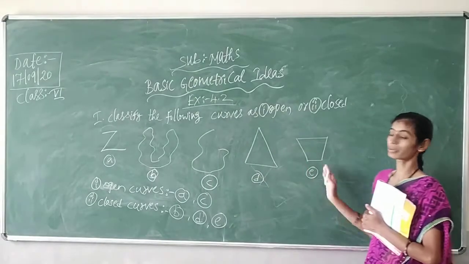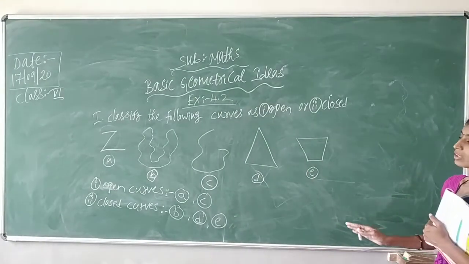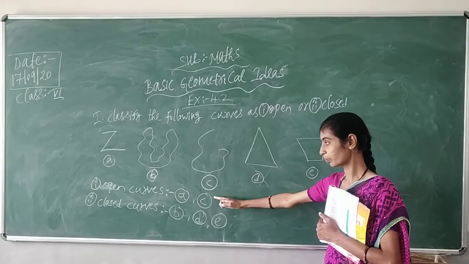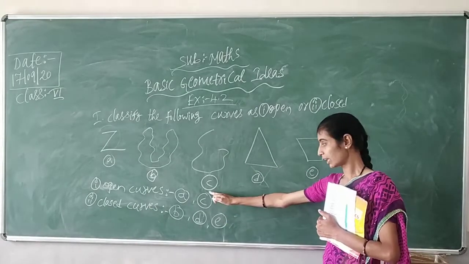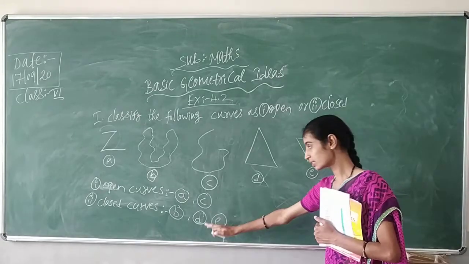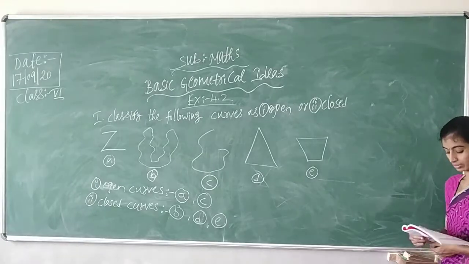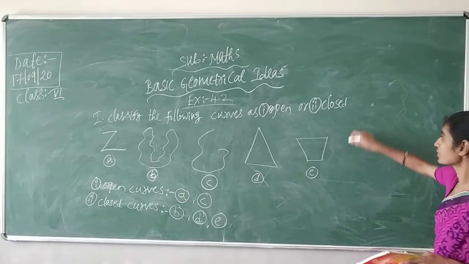So this is all about question number 1. Totally they have given you 5 figures. So you have to write open and closed. In open, A and C are the open figures. The remaining, B, D and E, are the closed figures. Okay. Shall we move to the second question, children?